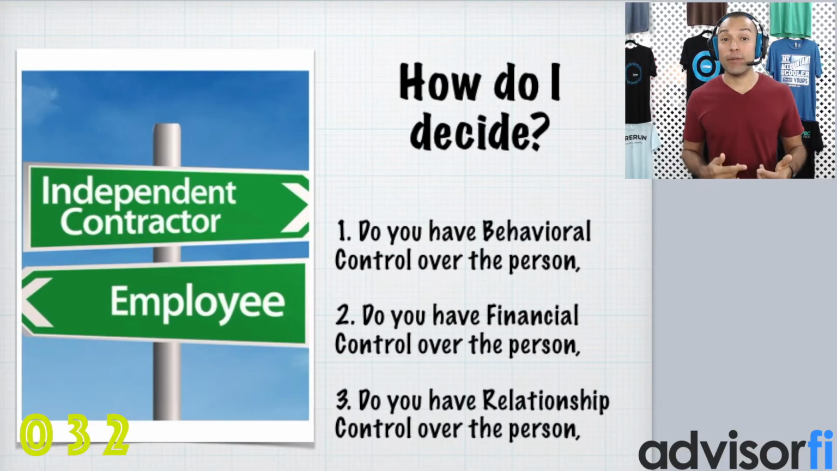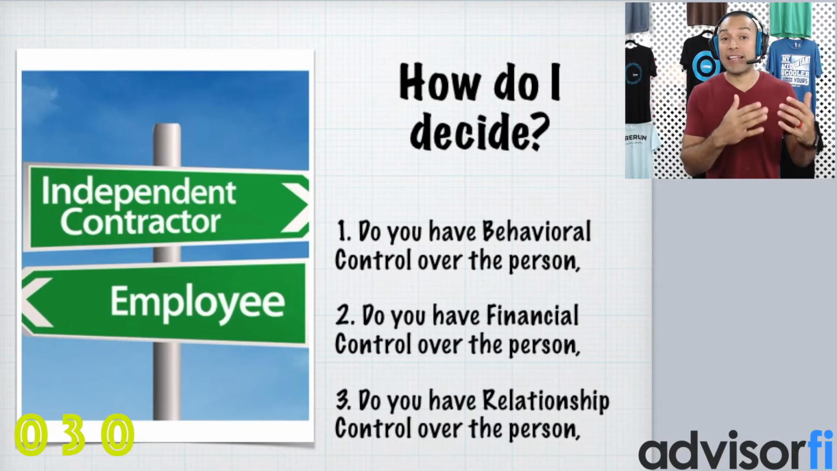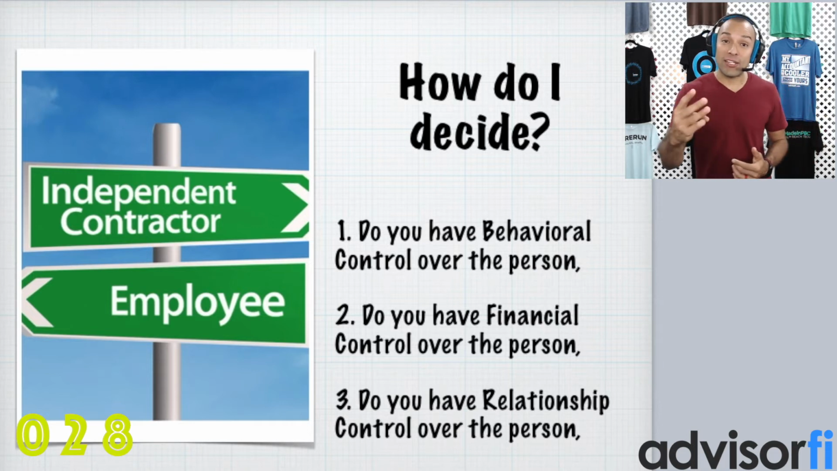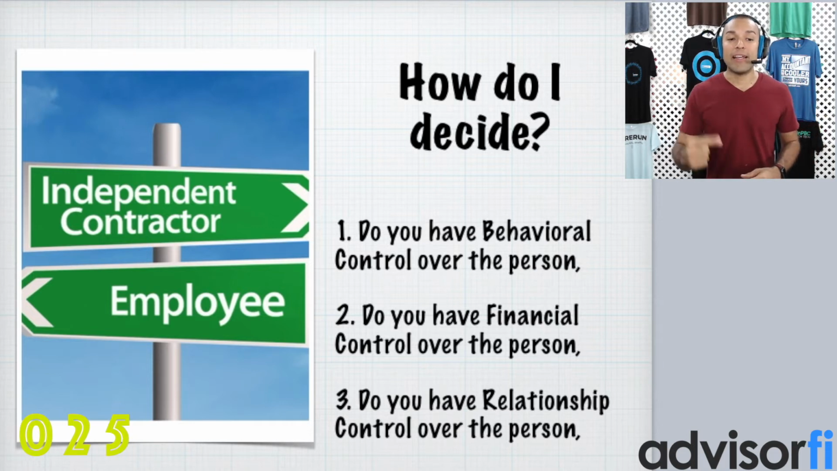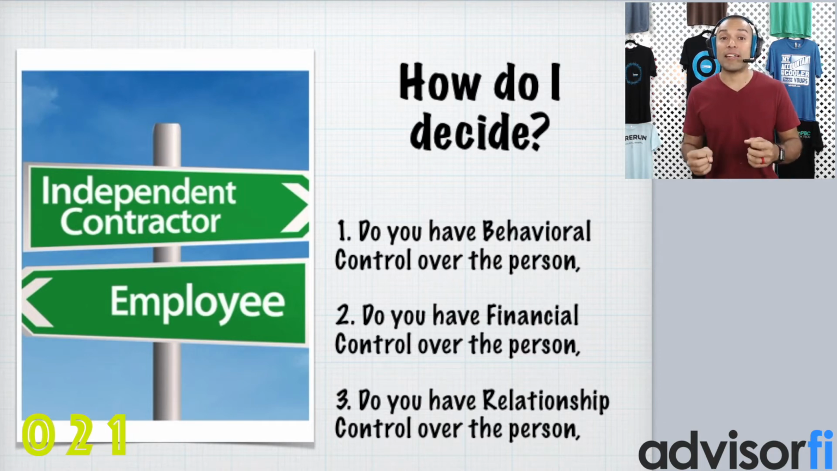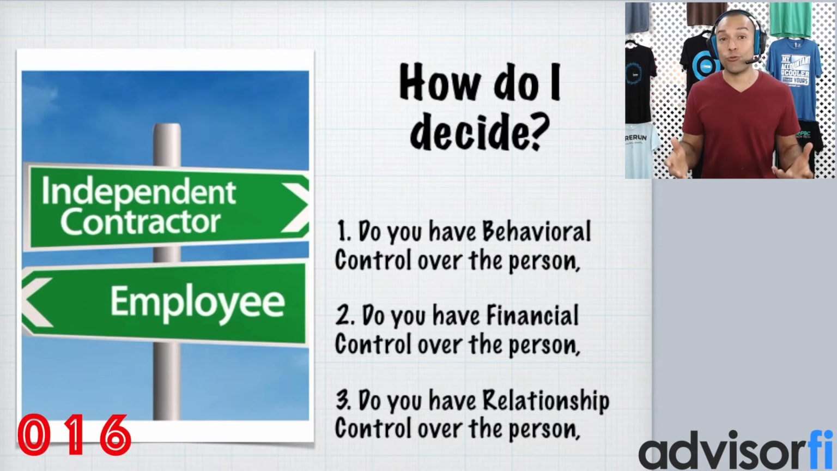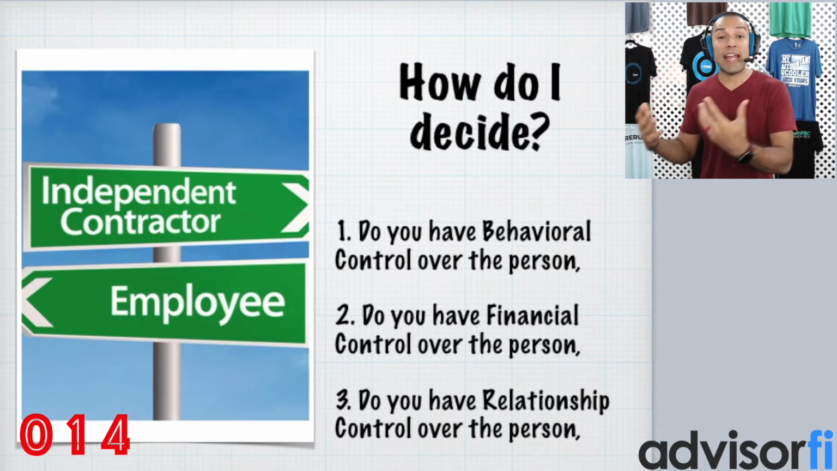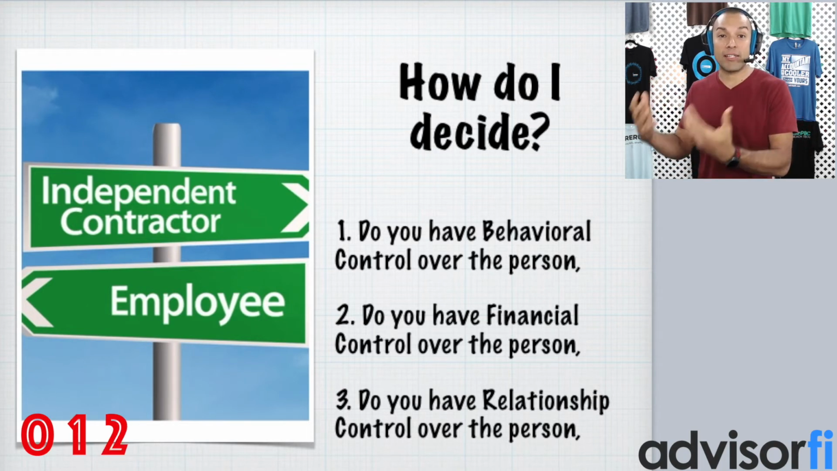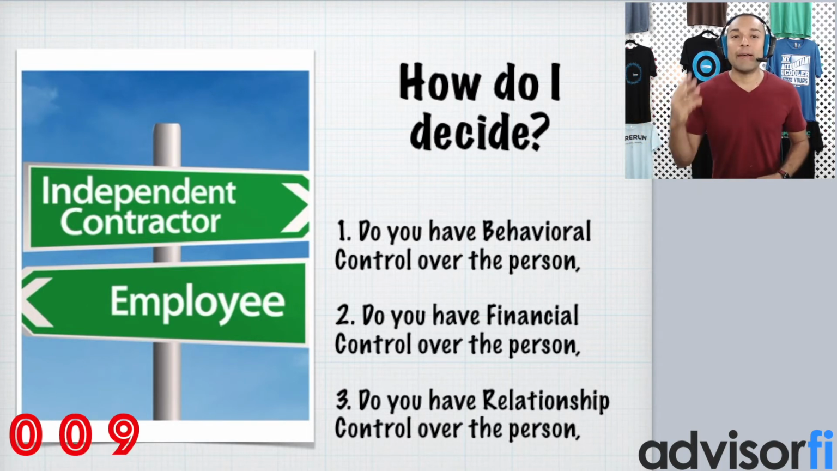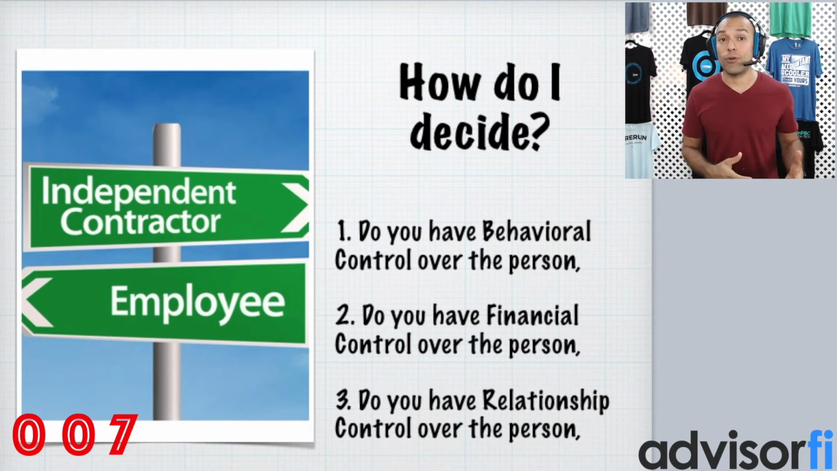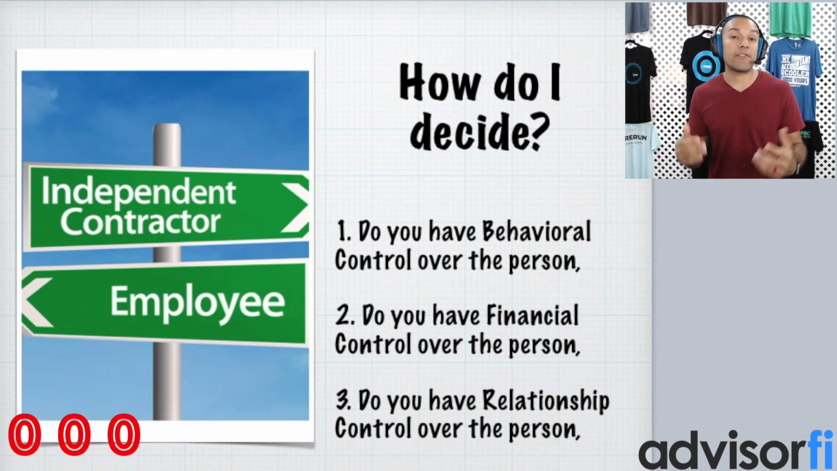All right, so how do you determine whether or not you should treat that individual as a subcontractor versus an employee? Well, ask yourself these 3 questions. Number one, do you have behavioral control over that person? If the answer is yes, then that person is more indicative of an employee than a subcontractor. Number two, do you have financial control over that person? If the answer is no, they have control, then that person is more indicative of a subcontractor rather than an employee. Number 3, do you have relationship control over the person? That is, do you determine how the relationship works? If so, then that person is more indicative of an employee rather than a subcontractor.